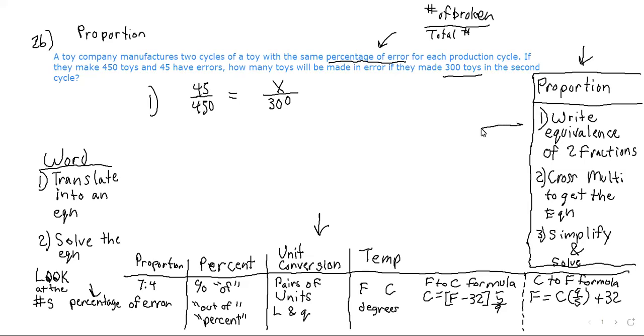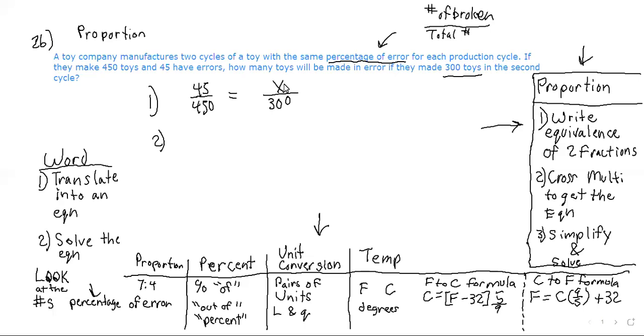We've done the first step, which is write the equivalence of two fractions. Now we're going to do the second step, which is we're going to cross multiply to get the equation. Why are we getting an equation? Because we cannot solve anything if we don't have an equation to solve. So let's go ahead and get started.